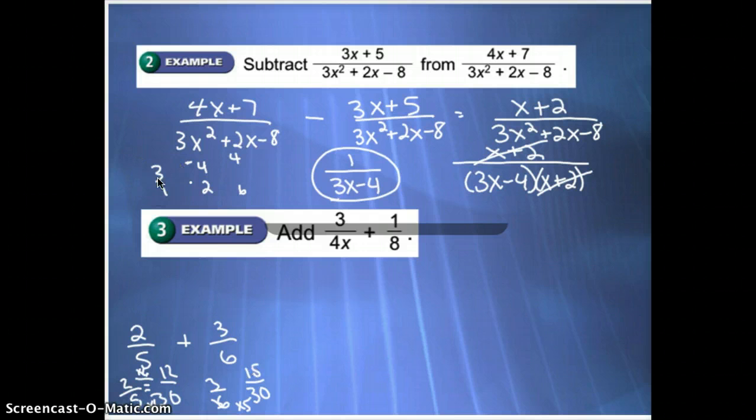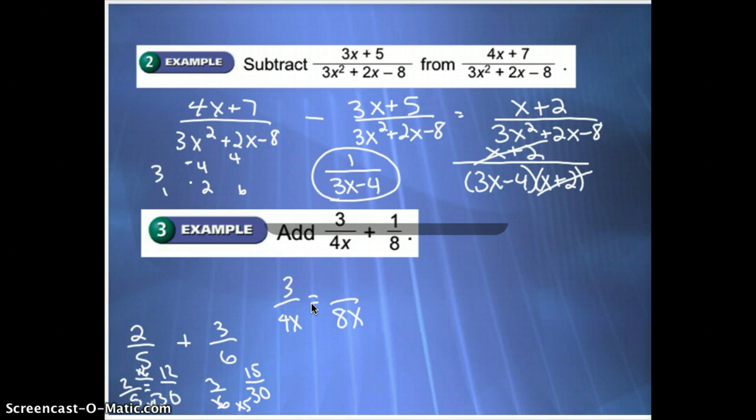Okay, same strategy here, but we're going to have some variables in there. But I still need to look for a common denominator that 4x and 8 both go into. So 4 and 8 both go into 8, so I'd pick that, and x, and that has nothing, so no variable. So we're going to pick a common denominator of 8x. So I want to know 3 over 4x equals what over 8x?